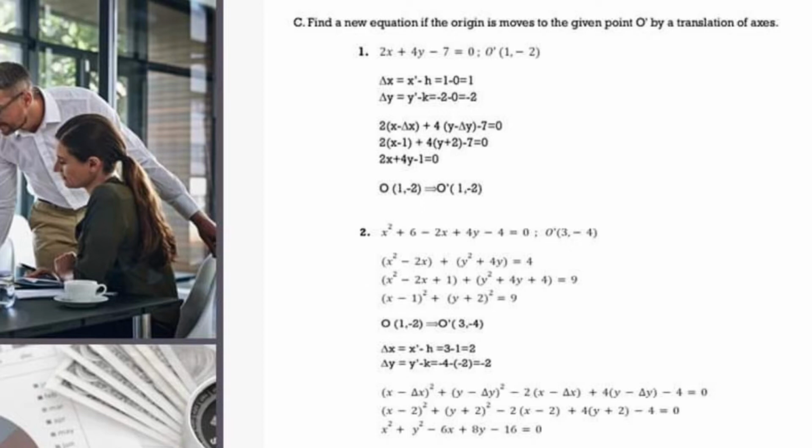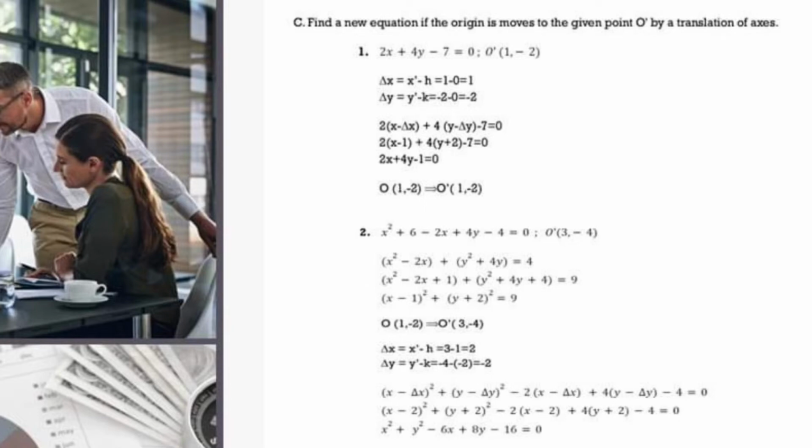For the last letter in exercise 1, we need to find a new equation if the origin is moved to the given point, origin prime, by the translation of axes. First example: 2x plus 4y minus 7 is equal to 0, and origin prime is the quantity 1 and negative 2. We have a formula: delta x is equal to x prime minus h, which is 1 minus 0 is equal to 1.